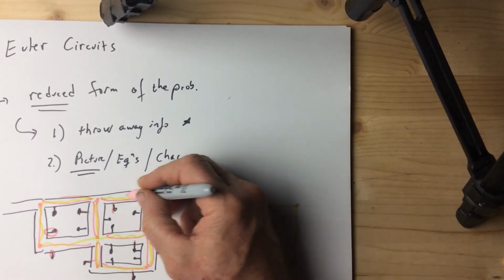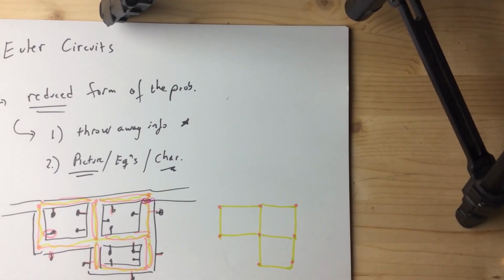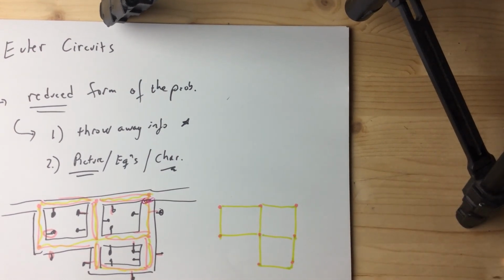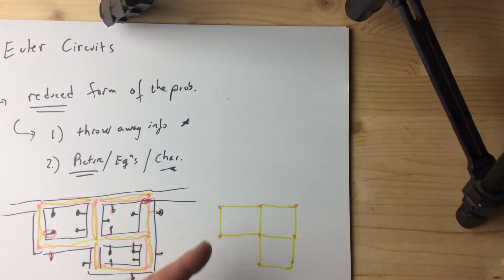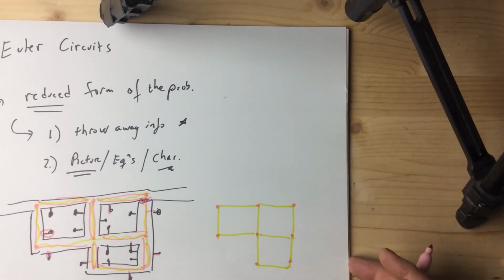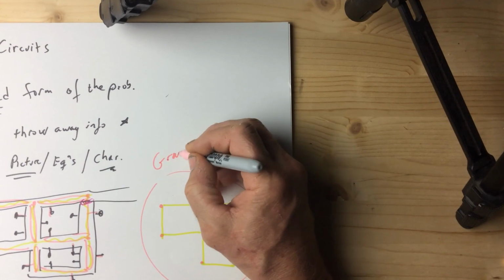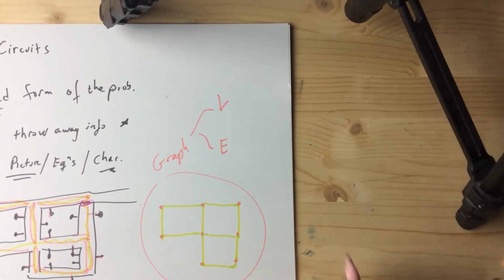So what happens here is every single one of these green edges represents the need to go on a road. It doesn't talk about how many garbage cans he's going to pick up. He just has to drive that road. So now we have a picture which is called a graph. It's composed of vertices and edges.